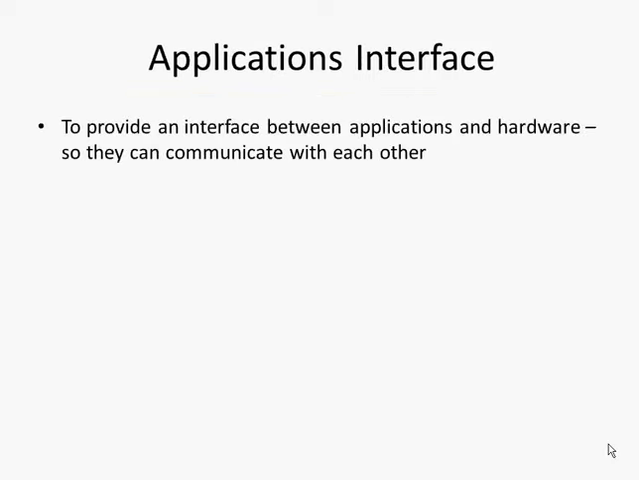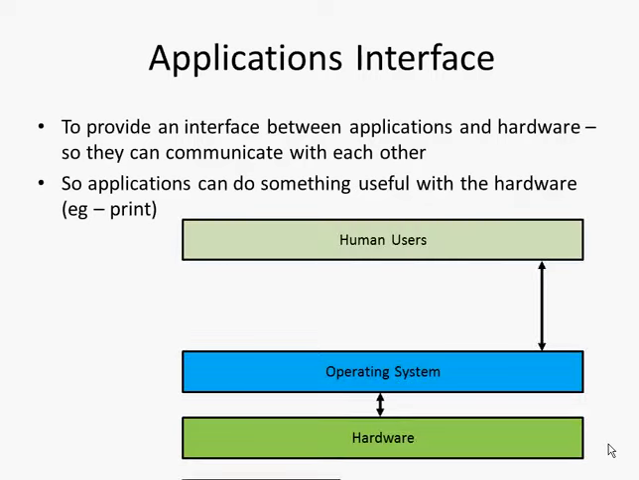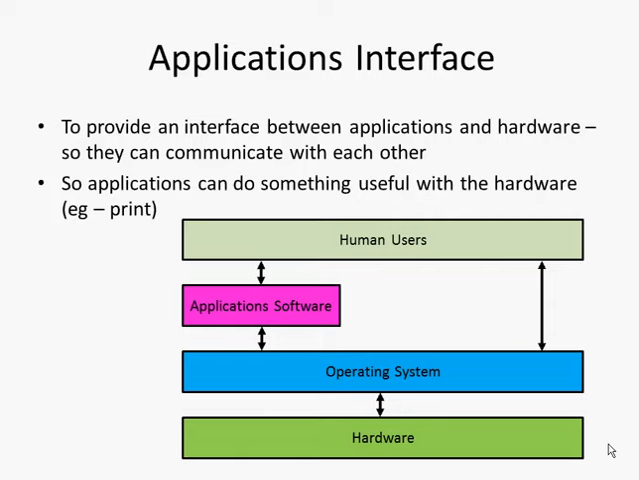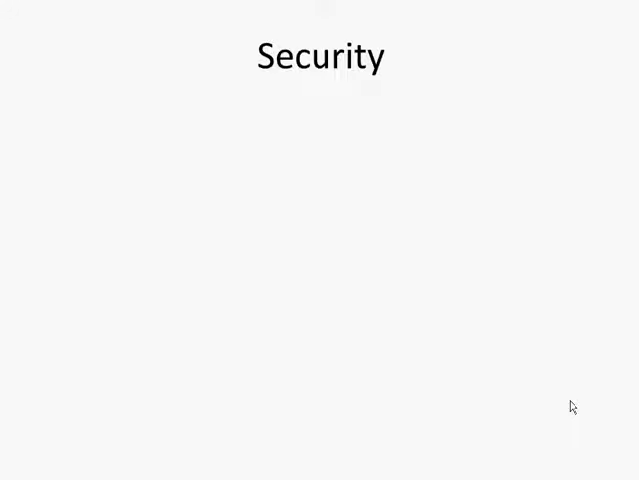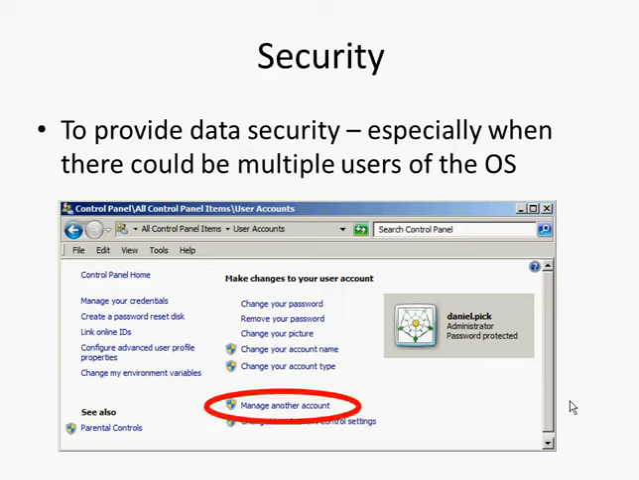So it's the job of the OS to provide an interface between applications and hardware so they can communicate with each other. So applications can do something useful with the hardware, such as print or save a file to disk. So our diagram evolves to include that layer too. Finally, the operating system needs to provide security, especially when there could be multiple users of an operating system. You've probably got experience of creating accounts on home computers.